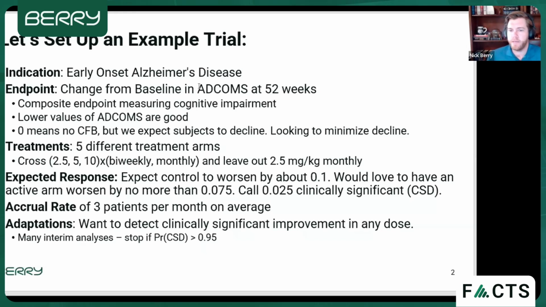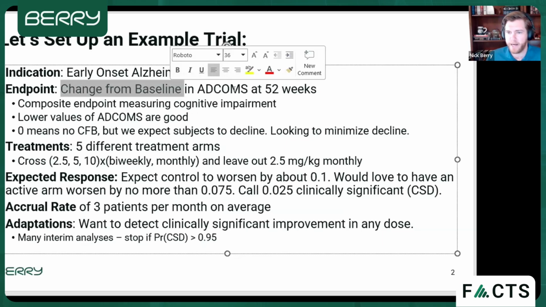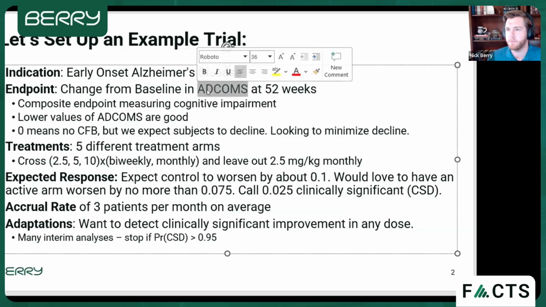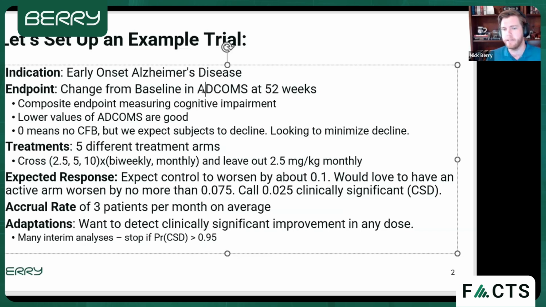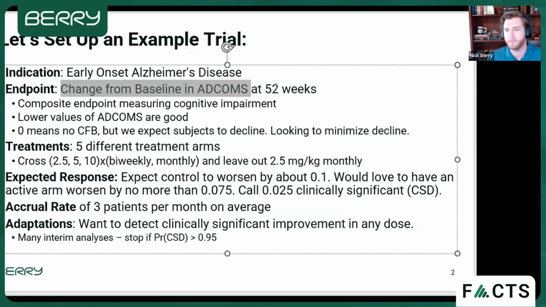The endpoint is going to be ADCOMS, a common degenerative neurological disease endpoint. So we're going to measure the change from baseline in ADCOMS at 1 year, at 52 weeks. What this looks like is patients start in the trial fairly stable. This is mild cognitive impairment. They come into the trial with an ADCOMS score that's low. Low is good. And as their disease gets worse, they develop more neurological impairment and their ADCOMS score goes up, which would be a change from baseline in ADCOMS at 52 weeks. So going up is worse.